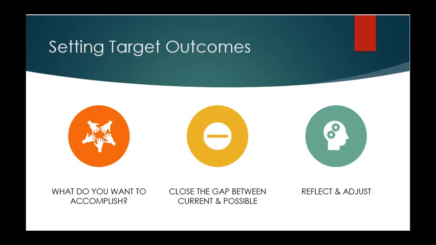The last part of setting target outcomes is making sure that we hold ourselves accountable, that we measure, reflect, and adjust, that we're flexible with our outcome goal to the extent that if it needs to be changed, we are in position to change it to something that is achievable by the entire group.